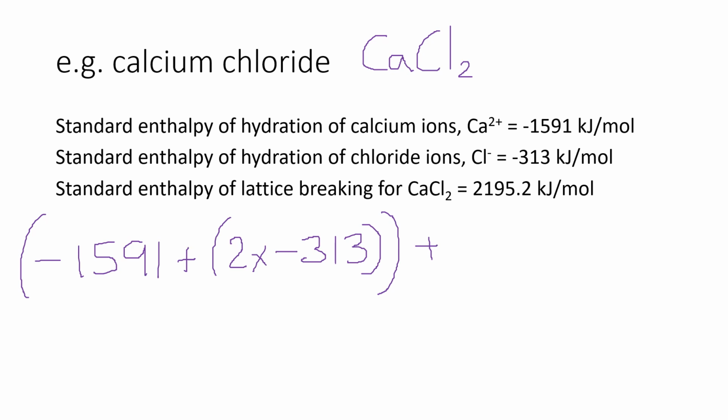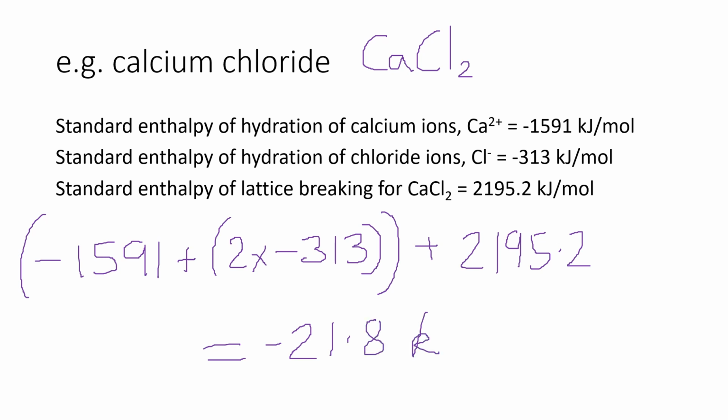And then you've got the enthalpy of lattice breaking, which is plus 2195.2. So it'll be plus 2195.2. And if you put that into your calculator, it comes out as minus 21.8. And that would be kilojoules per mole. And because it's exothermic, that's an indicator that calcium chloride is going to be soluble in water.